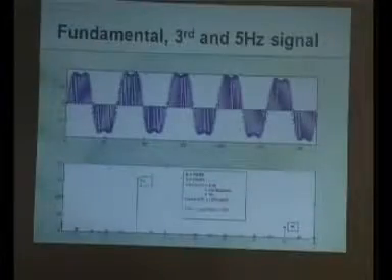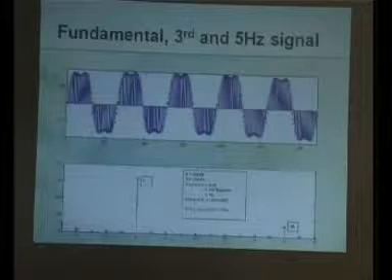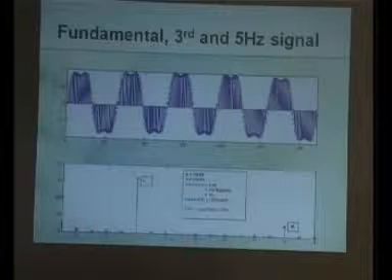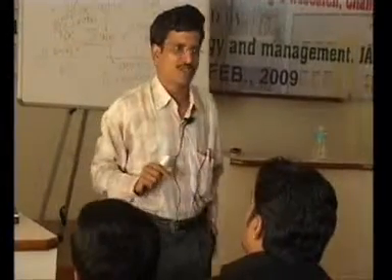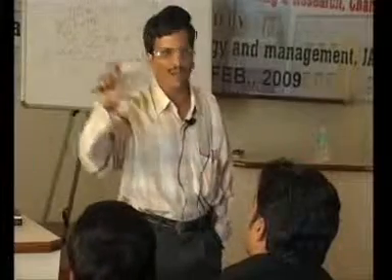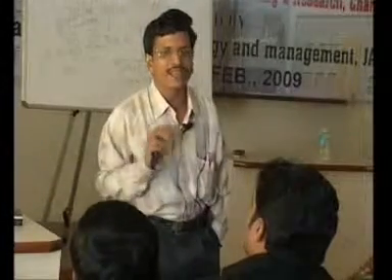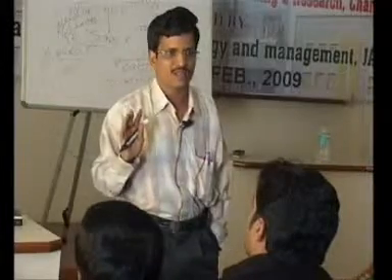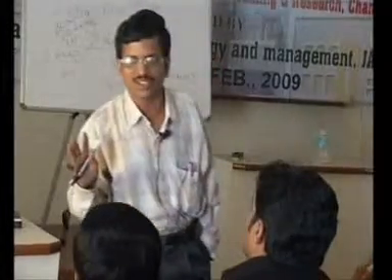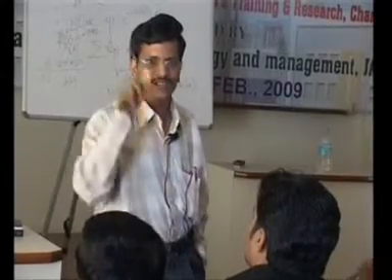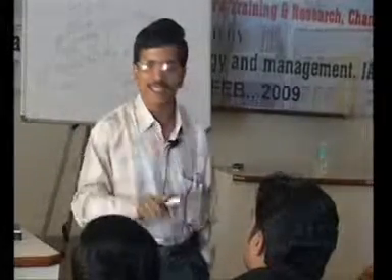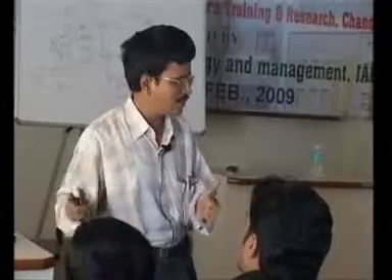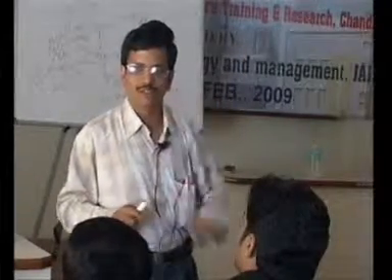Here, I have a signal with fundamental, third harmonic, but another 5 Hz signal. That means this is a mixed signal. I have 50 Hz, I have 150 Hz, and another signal of 5 Hz. Sampling frequency is constant, 3.2 kHz, 64 into 50. I am taking 5 cycles for analysis. What is the frequency resolution? 64 into 50 divided by 64 into 5. 5 cycles means 64 into 5. So frequency resolution is 10 Hz.